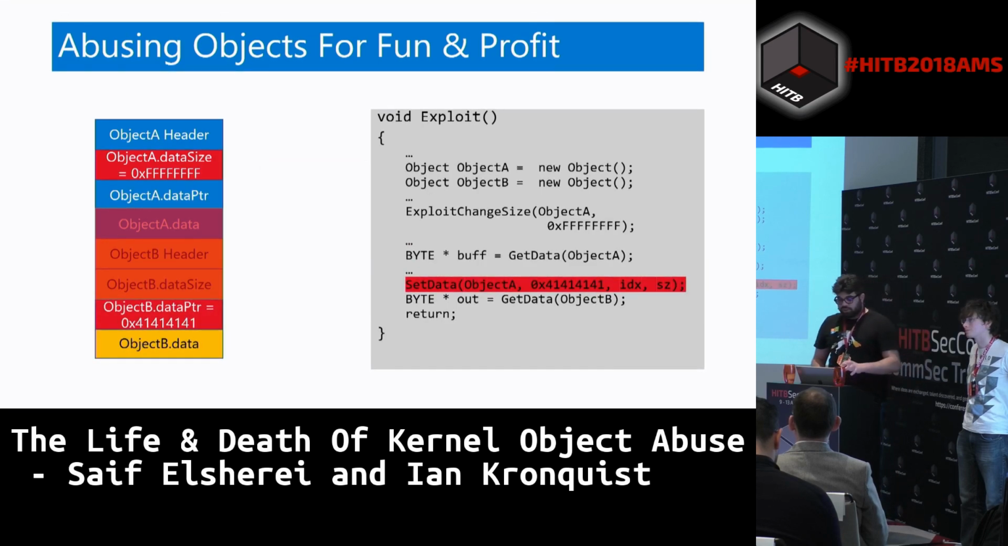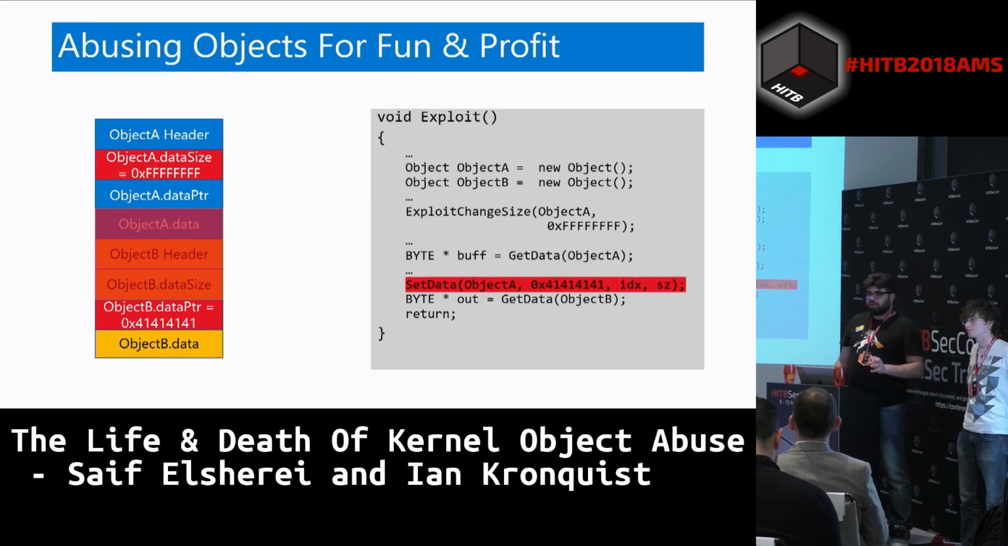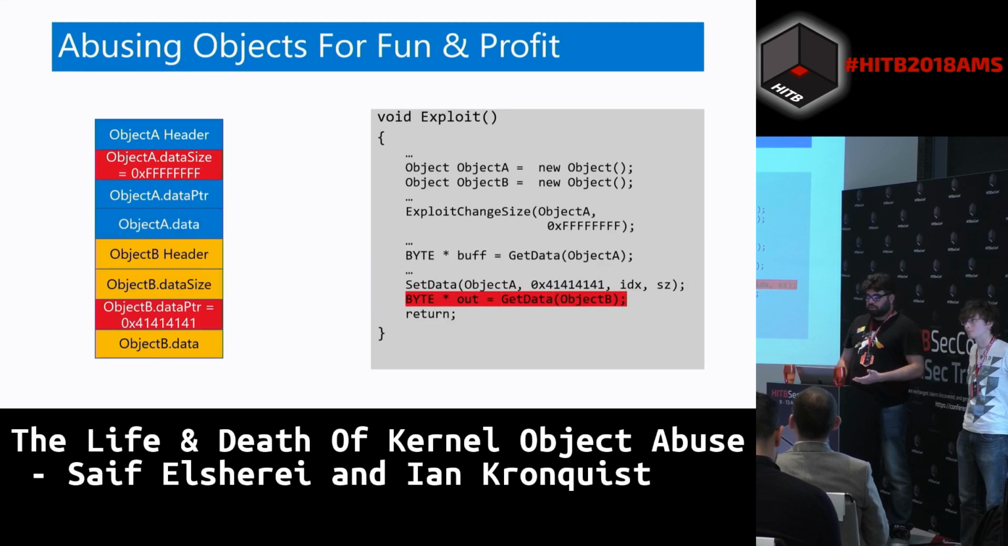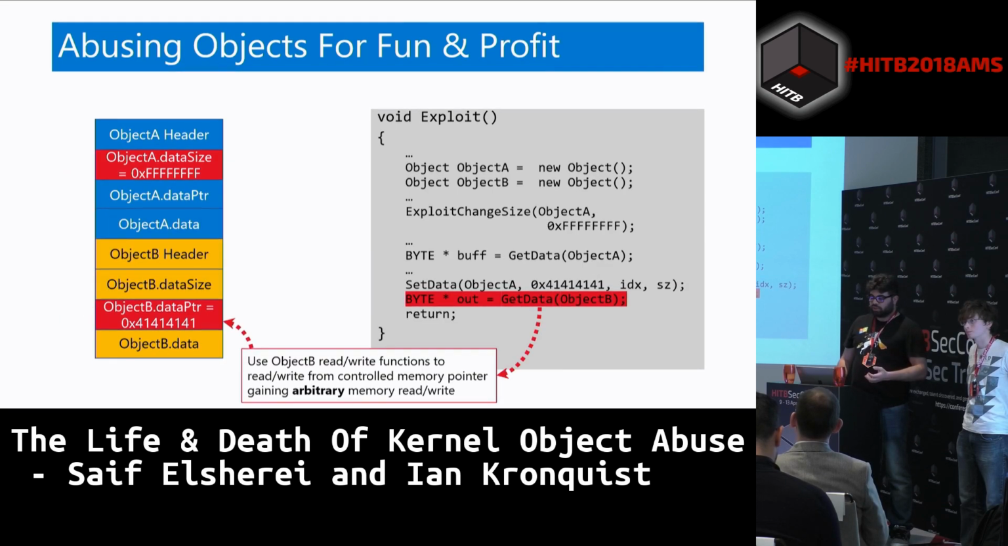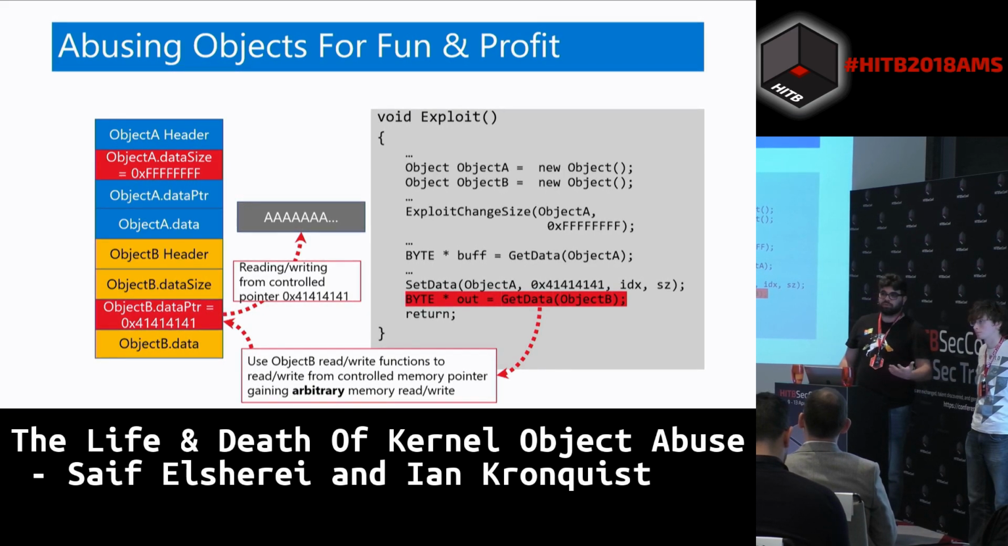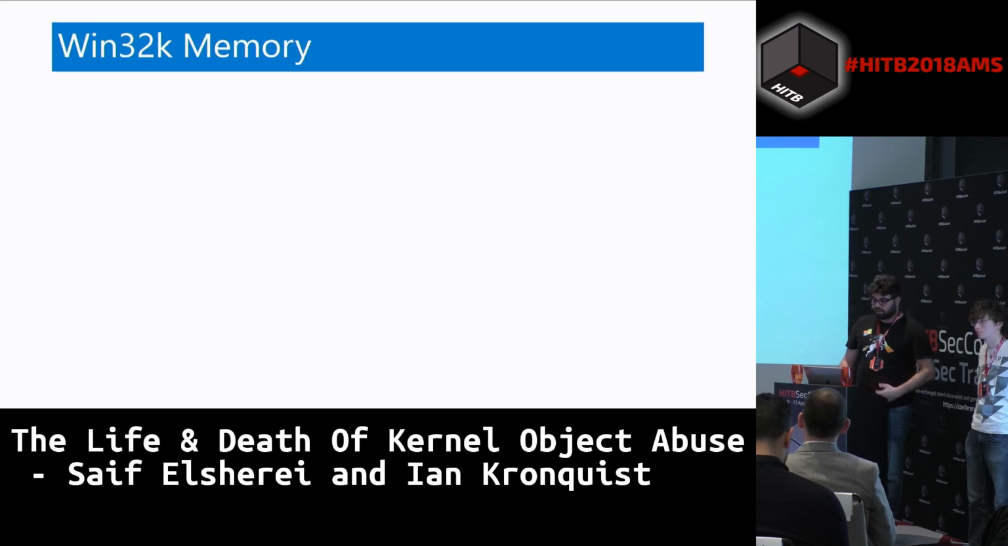And then we can use the main object with the relative read and write to set the next object, or the adjacent object, data pointer to whatever pointer we need. In that case, we set it to 41, 41, 41, 41. And that means that when we try to read data from the second object, we will be actually working on a user-controlled pointer of 41, 41, 41, 41. Of course, in real-world scenarios, this data pointer needs to be changed to something that would be interesting to us, like, as I mentioned, the EPROCESS structure or something like that.